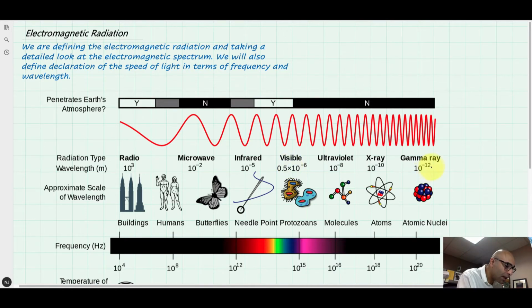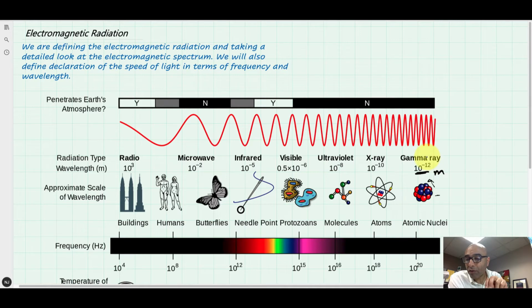So let's start with the gamma ray. Gamma ray is the most powerful electromagnetic radiation, and the size of the wavelength is 10 to minus 12 meters. So it's really, really small, okay? The size of basically the nucleus of an atom. Alright, so who can see this light? If you were the size of the nucleus of an atom, you would be able to see gamma ray.